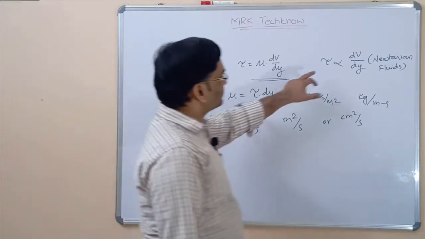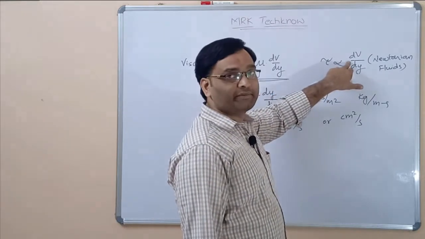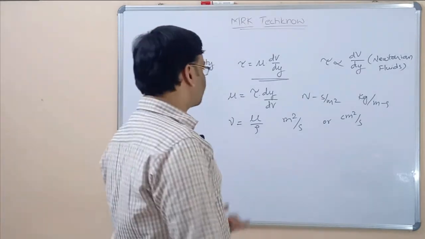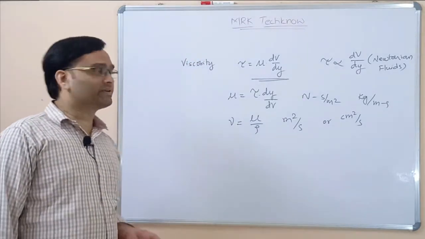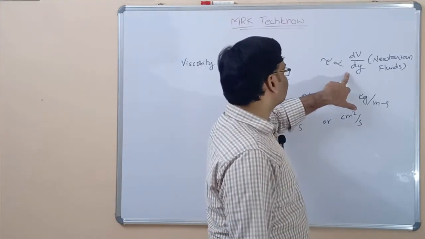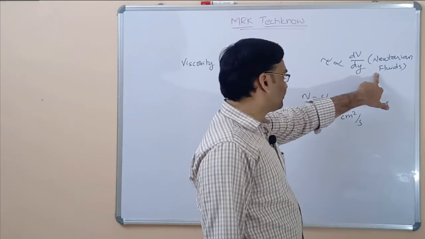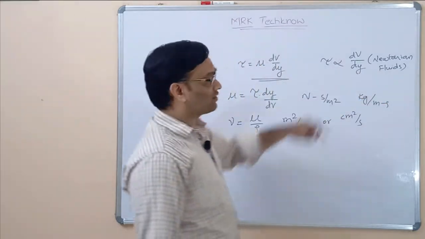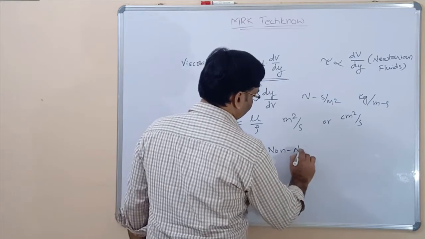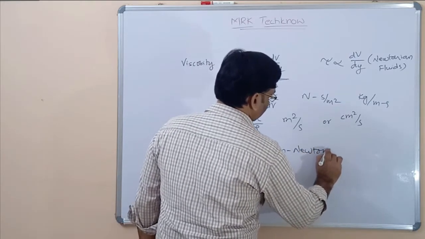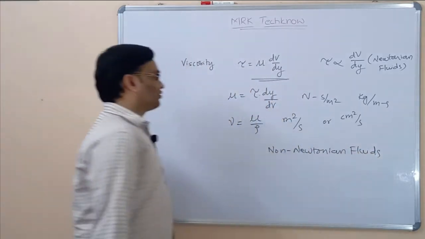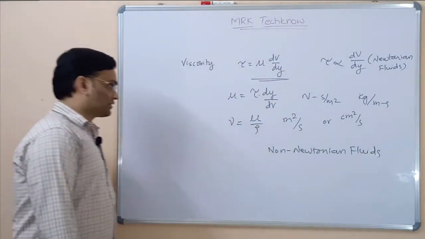Non-Newtonian fluids are those where tau is not proportional to dv by dy. Generally, if you apply some shear stress, there will be some deformation, so a velocity gradient will exist. If it is proportional, we call them Newtonian fluids. If it is not proportional, we call them non-Newtonian fluids. So Newtonian fluids and non-Newtonian fluids.